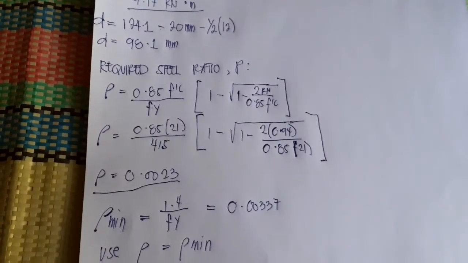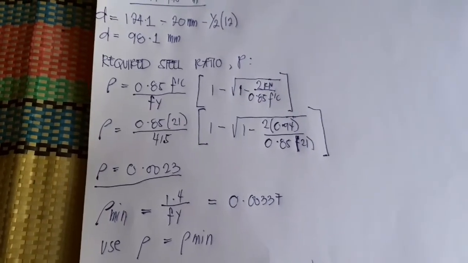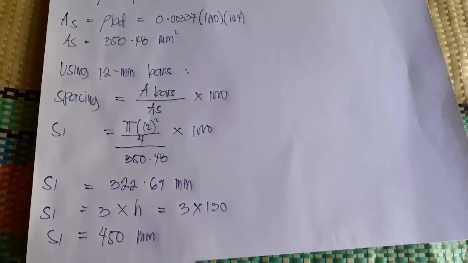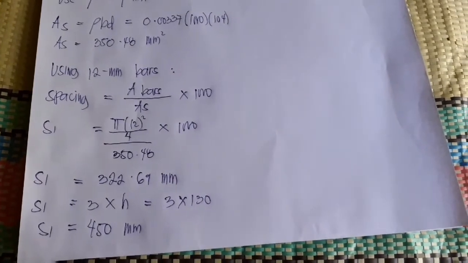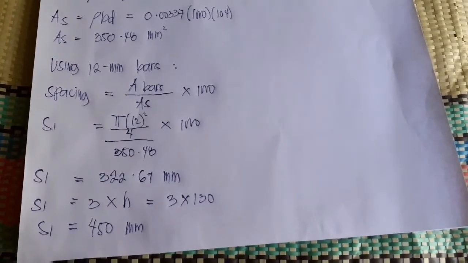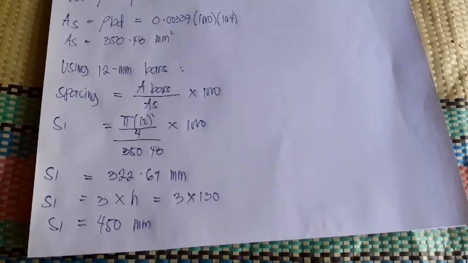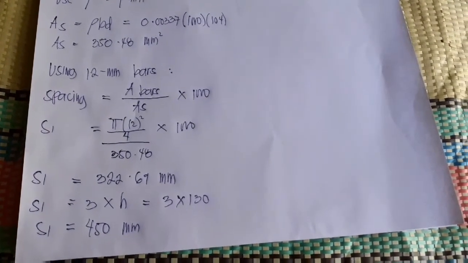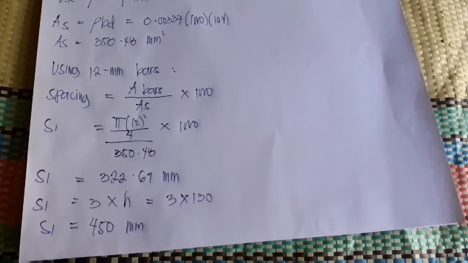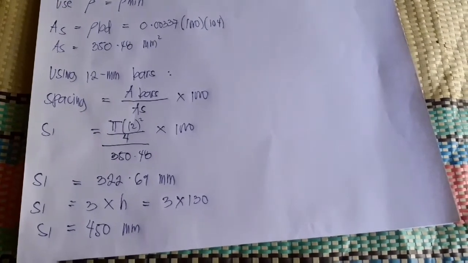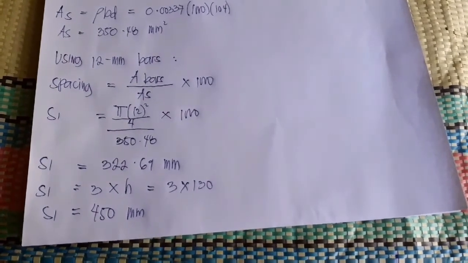Then we get 0.00337, so that is the minimum steel ratio. Using 12 mm bars, the spacing is equal to the area of the bars over As times 1000. The area is pi times 12 mm bars squared over 4, all over 350.48 as As, times 1000. So the spacing is 322.69 mm.